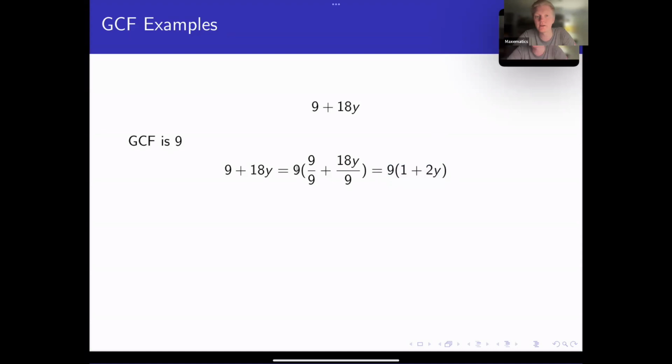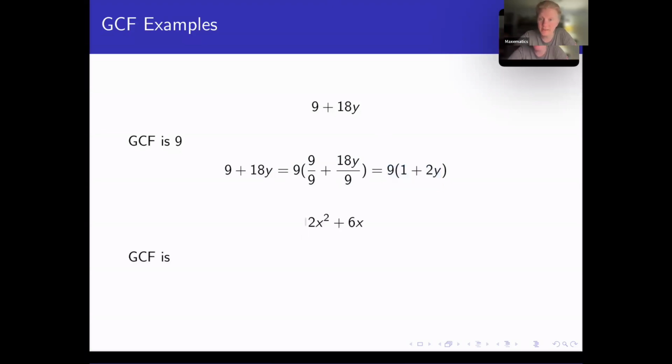Now, you don't necessarily have to show this middle step right here. I'm showing it here so that you understand what's actually happening in this step. But if you can jump right from 9 plus 18y to 9 times (1 plus 2y), that's totally fine as well. 2x squared plus 6x.